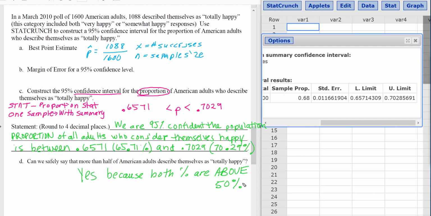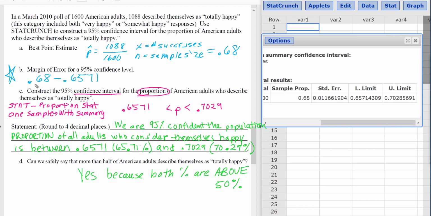So last thing that we're going to do, we need to come back and do our margin of error. Our margin of error, notice StatCrunch does not calculate that out. So we can either use our formula or use our understanding in this fact. P hat is 1088 divided by 1600. And if you were to have done that on your calculator, you would realize that that's 0.68 or 68%. You can probably tell that 68% would fall right in the middle of that. So what we can do is take 0.68 and subtract off the lower limit, 0.6571.